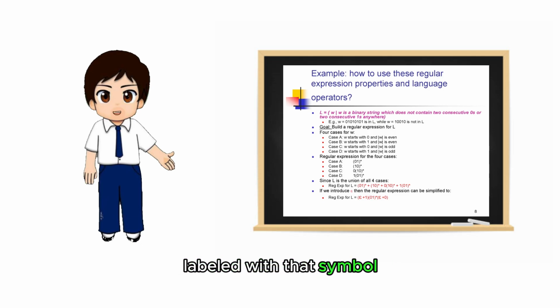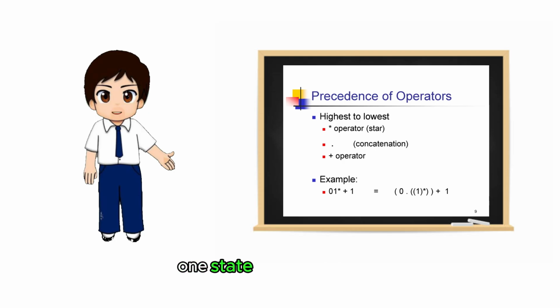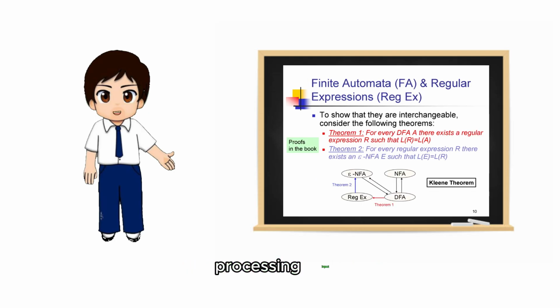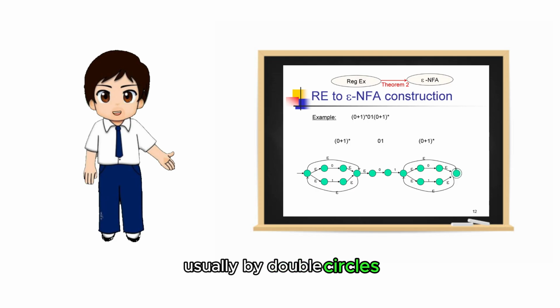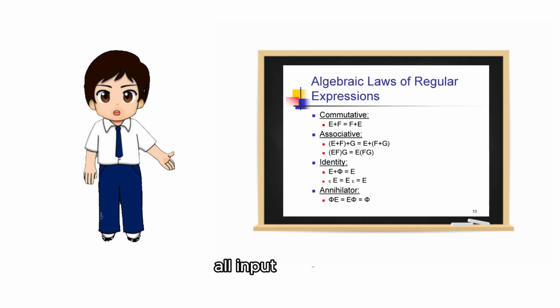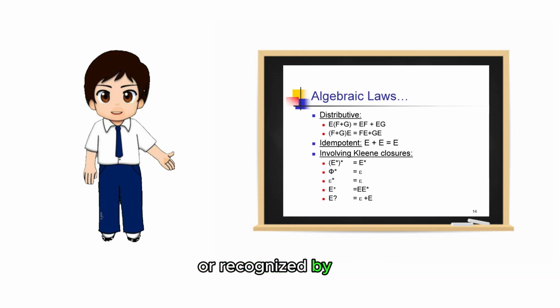labeled with that symbol. Start state. One state is designated as the start state, from which the DFA begins processing input. It is typically denoted by an incoming arrow with no source state. Accepting or final states. Some states are marked as accepting or final states, usually by double circles. When the DFA reaches an accepting state after processing all input symbols, it signifies that the input string is accepted or recognized by the DFA.